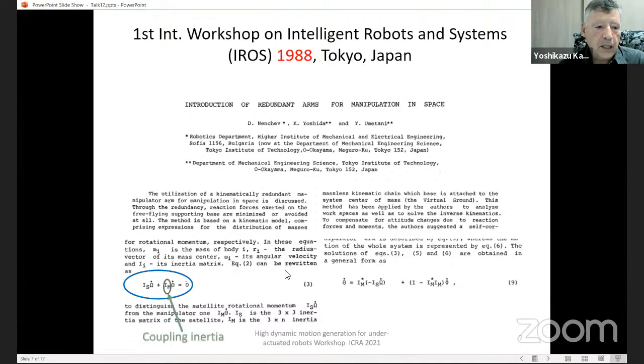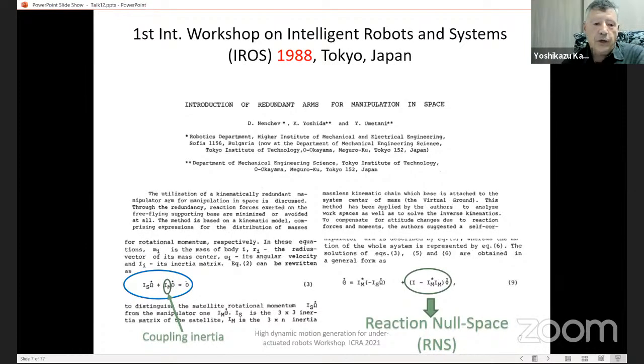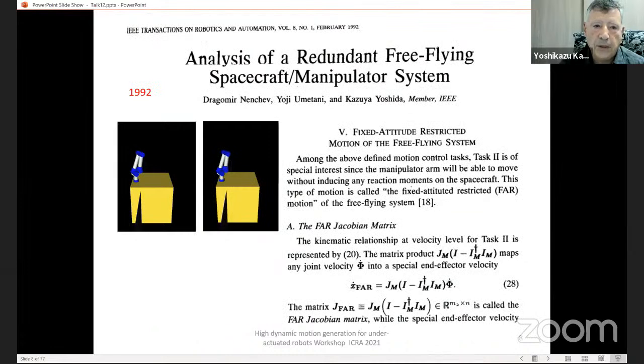This equation has 2 components, one for angular momentum of the satellite base and one for the manipulator. And the coefficient matrix is the coupling inertia matrix of joint velocity, actually. I was looking for a similar solution like in redundant robots. So I found out that the null space of this coupling inertia matrix can be used, like in this equation on the right side. This null space later we called the reaction null space. So I will explain how we can use this reaction null space.